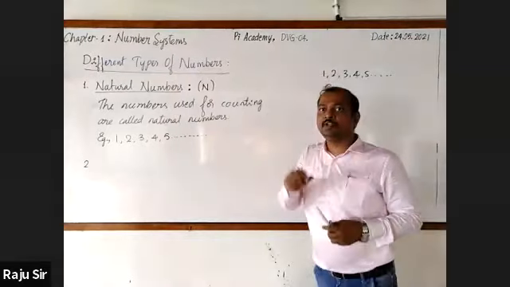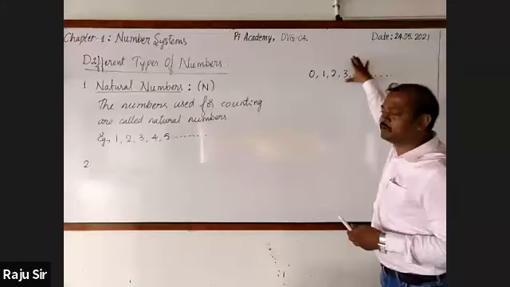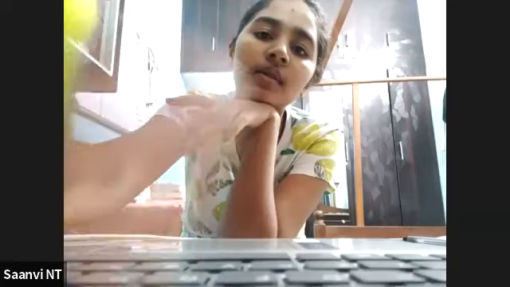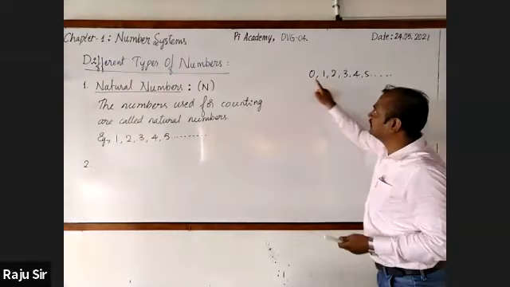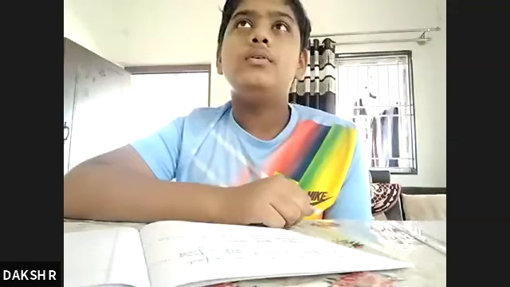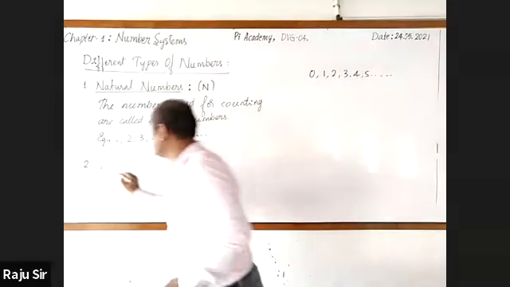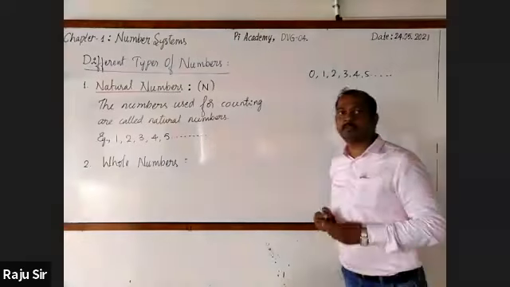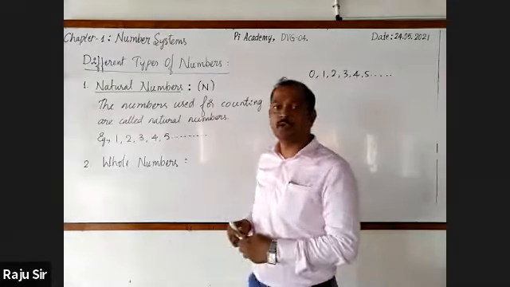So now I am going to introduce zero along with the natural numbers. The natural numbers including zero, all these together are called whole numbers. Whole numbers. Once I repeat, the natural numbers including 0 are called whole numbers.